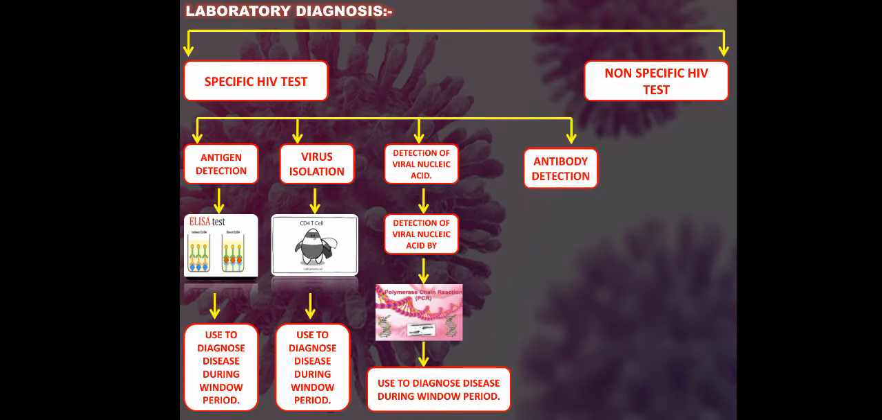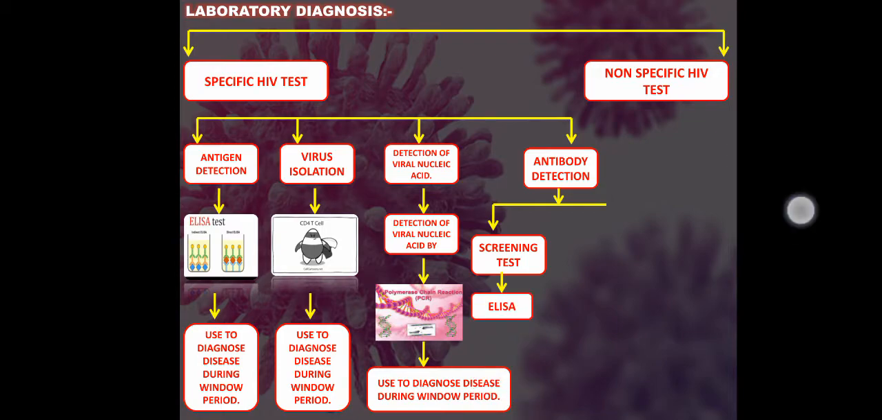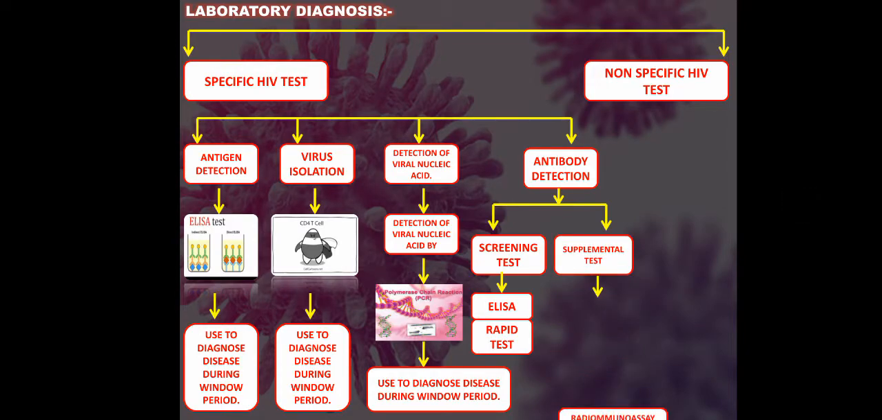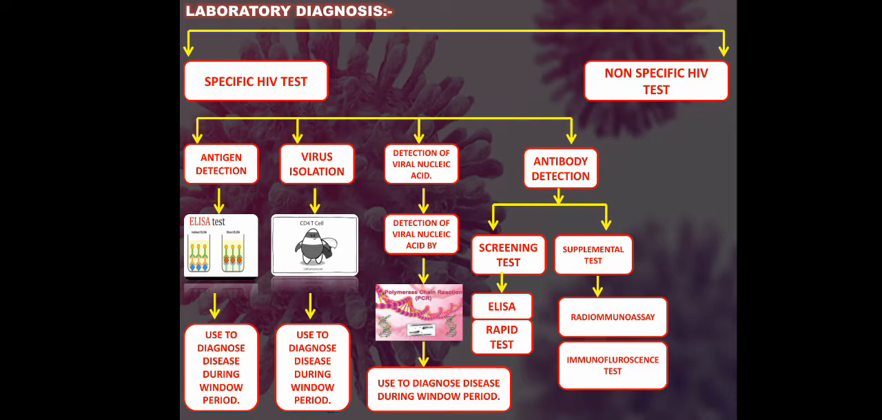The next one is the antibody detection. This antibody detection is again further divided into two. The first one would be the screening test, which would include two headings under it, that is the ELISA and the rapid test. The second one would be the supplemental test, which includes the radio immunoassay and the immunofluorescence test. Coming under the non-specific test, the next one would include the total and the differential leukocyte count.